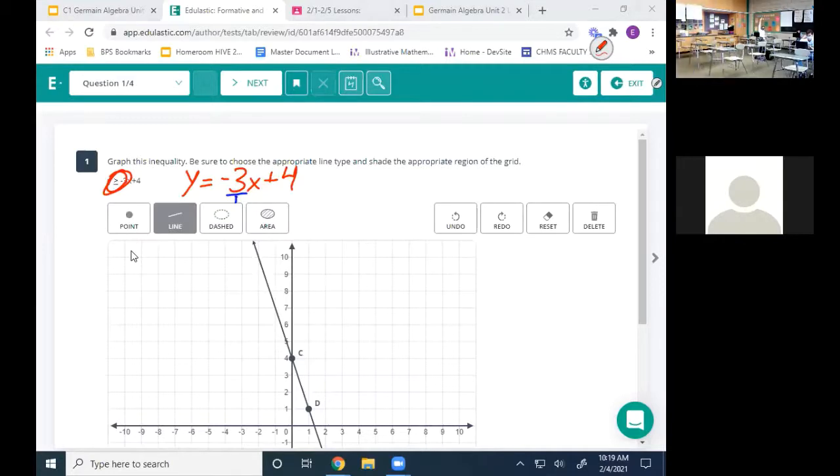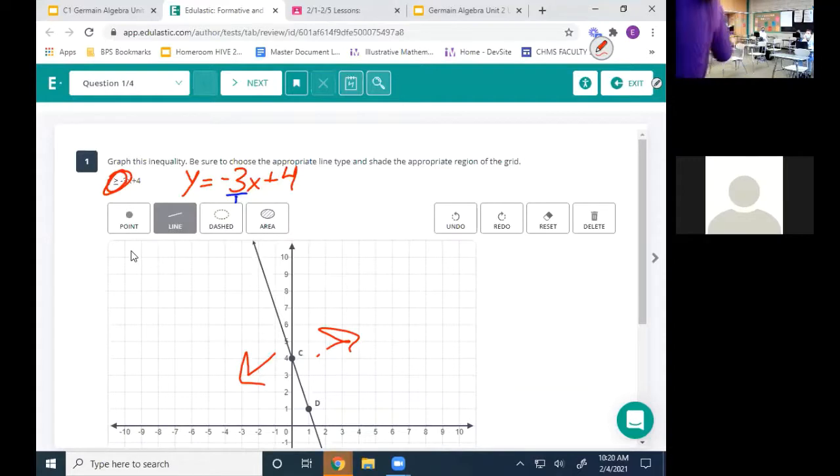Okay, so now I need to determine, am I shading above or below, or to the right or to the left? What do we do to determine where we shade here, Kyle? How do we decide where we shade? We pick a point anywhere, really. You can pick any point. My suggestion is don't pick a point that falls on the line, which you can tell by the symbol. I would pick something clearly either above or clearly below.